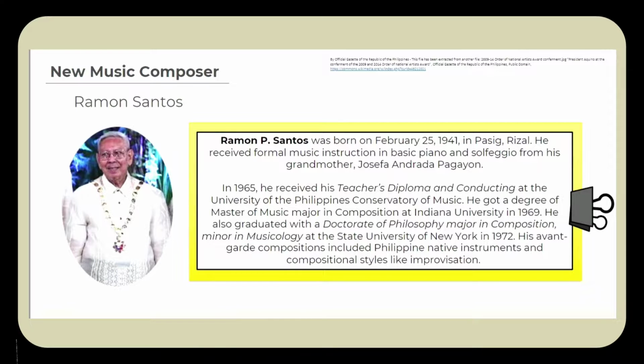Musicians. Meet Ramon P. Santos. He was born on February 25, 1941, in Pasig, Rizal. He started his formal music instruction in basic piano and solfeggio with his grandmother, Josefa Andrada Pagayan. His avant-garde compositions included Philippine native instruments and compositional styles like improvisation.